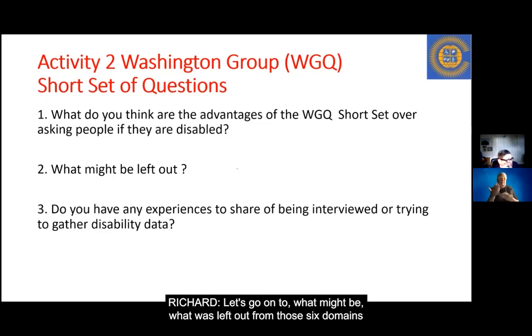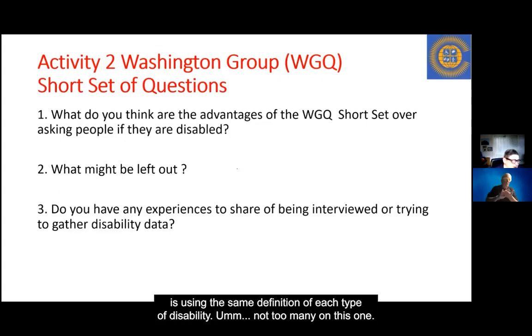And let's go on to what was left out from those 6 domains. Has anybody put down what they think might have been left out? Yes. Are you using an assistive device, e.g. wheelchair, cane, walker, service dog? Less all or none, more practical, as it doesn't assume everyone is using the same definition of each type of disability.